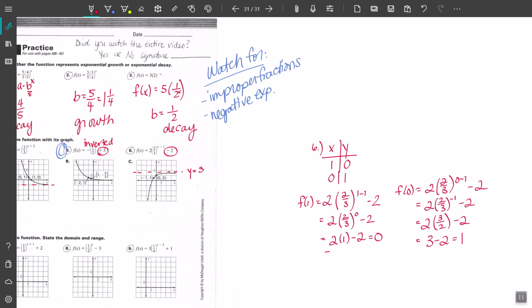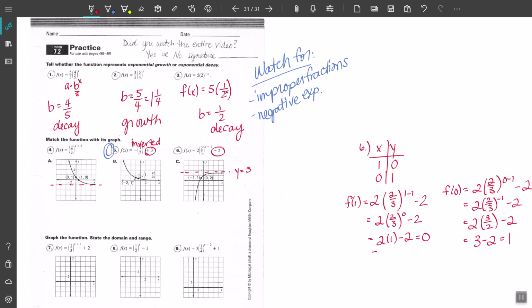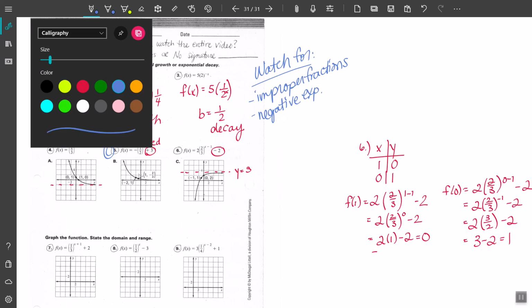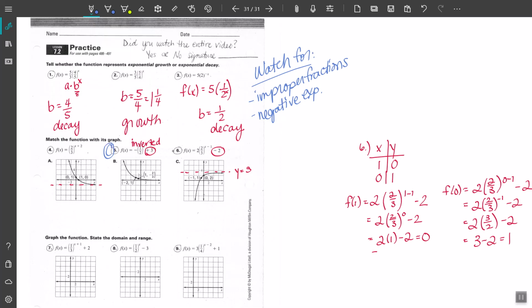All right, and then if we look back over at letter A, we see the graph for letter A, we do see the 0.10 on the line, and we do see the 0.01 on the line. So that lets us know that for sure letter A graph matches up with number 6 function.